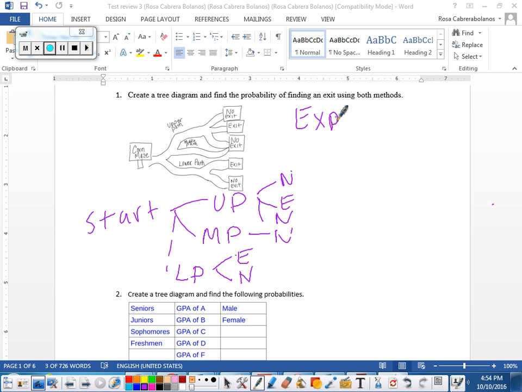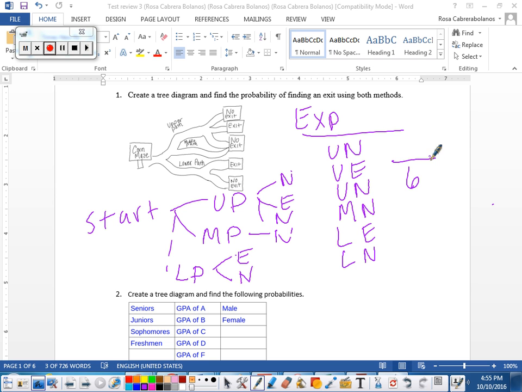To do that, you're going to list out all of your choices. So I could have an upper path with no exit, an upper path with an exit, upper path with no exit, middle path, no exit, lower path exit, and then lower path no exit. There's a total of 6, and we were looking for the ones with an exit, so there were 2, which simplifies to 1/3. That's your answer for experimental.